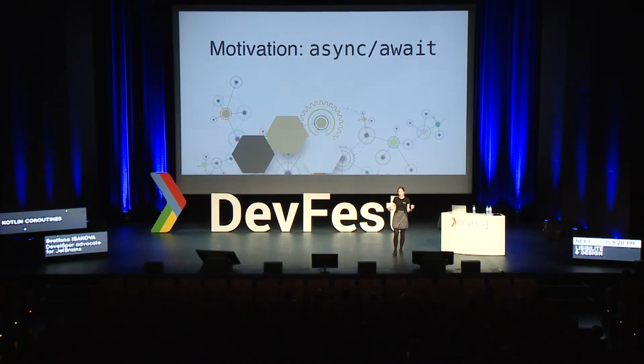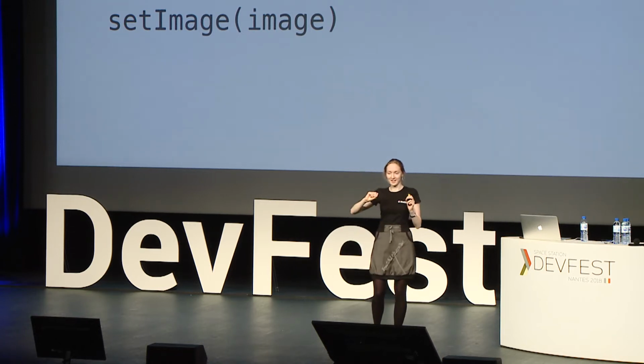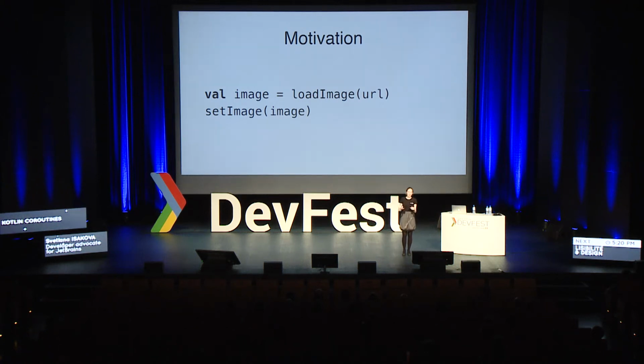So let's start with a motivational example. I'll start with an example for async await. At first, let's start with this very simple piece of code. It is very simple, consecutive, and straightforward, but it is wrong. The problem with this code is that loading the image might be a very time-consuming operation. And if we run this code from the main thread, our user might be blocked because it takes a long time to load this image.